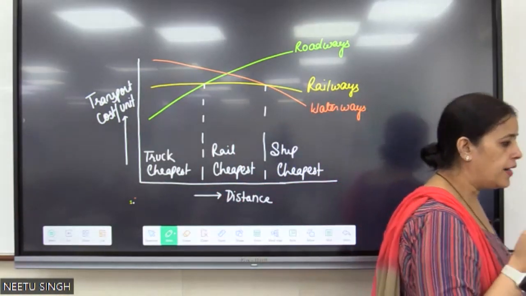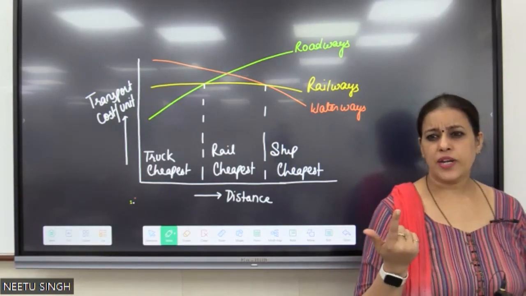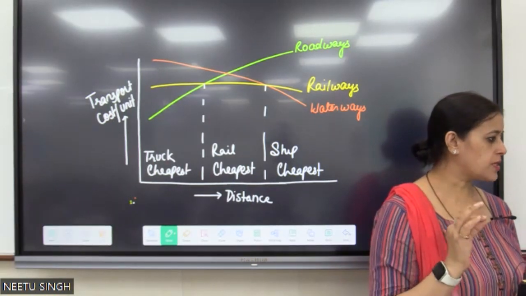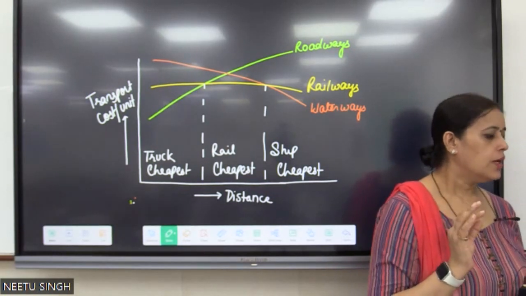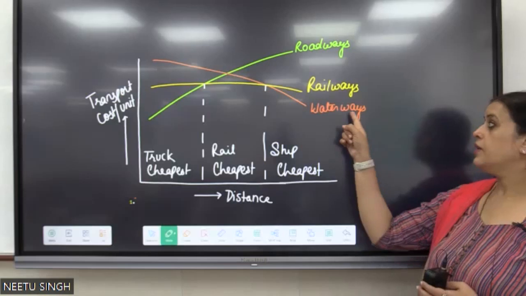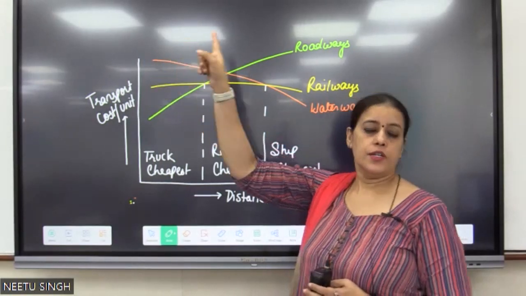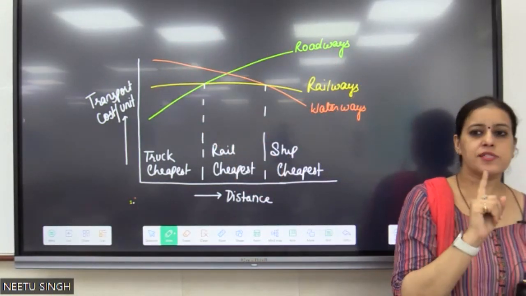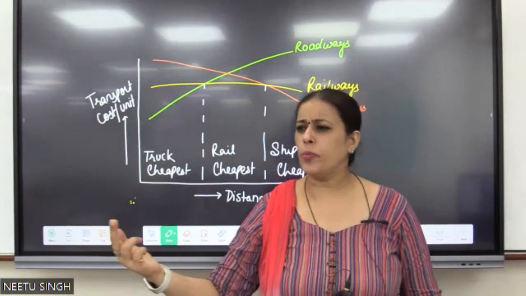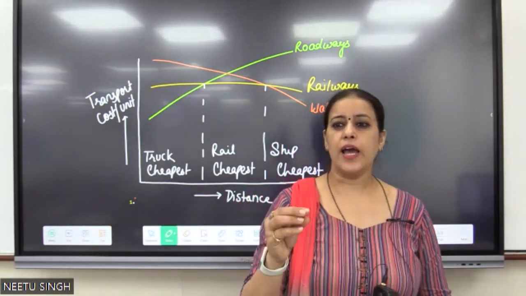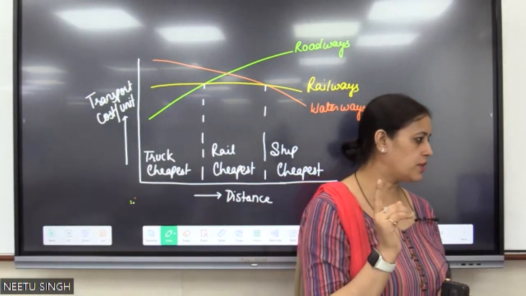Why? Handling charges of seaport are very high. I hope you are understanding. That is, the fixed cost of seaport is very high. For short distance travel, therefore, ship. I have written waterways and I have written ship, not boat. For short distance travel, ships will be the most expensive means of transport. Because when you have to travel a long distance, you have to bear high variable cost, then the high fixed cost gets compensated. Short distance travel, ship is not the means of transport.